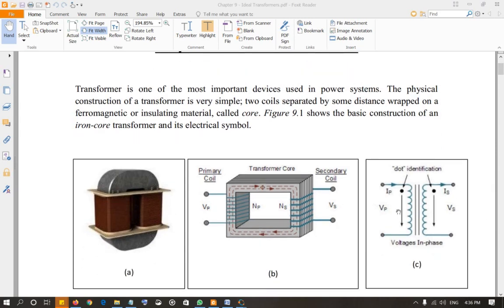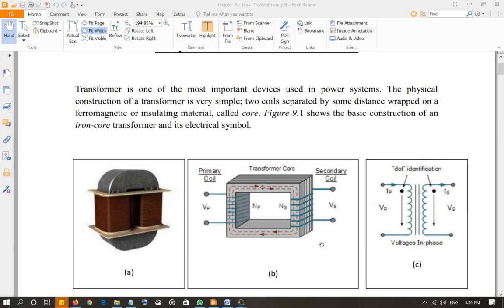Very simple. You have two loops of wire or inductors, you can call them, and they are wrapped around an iron core in this one as well as in this one. And this is the electrical symbol of a transformer. The core can be an iron core or it can be an air core. So your transformer can be either an iron core transformer or an air core transformer.